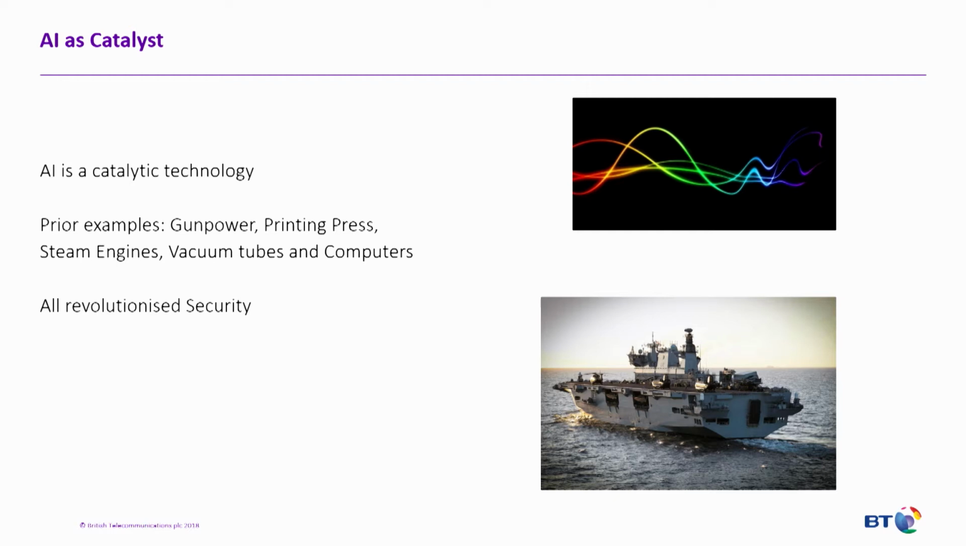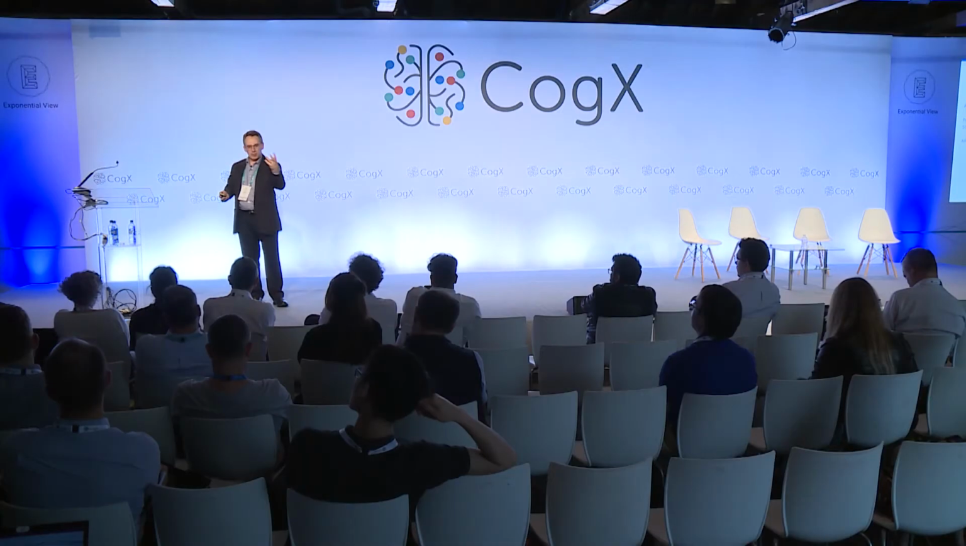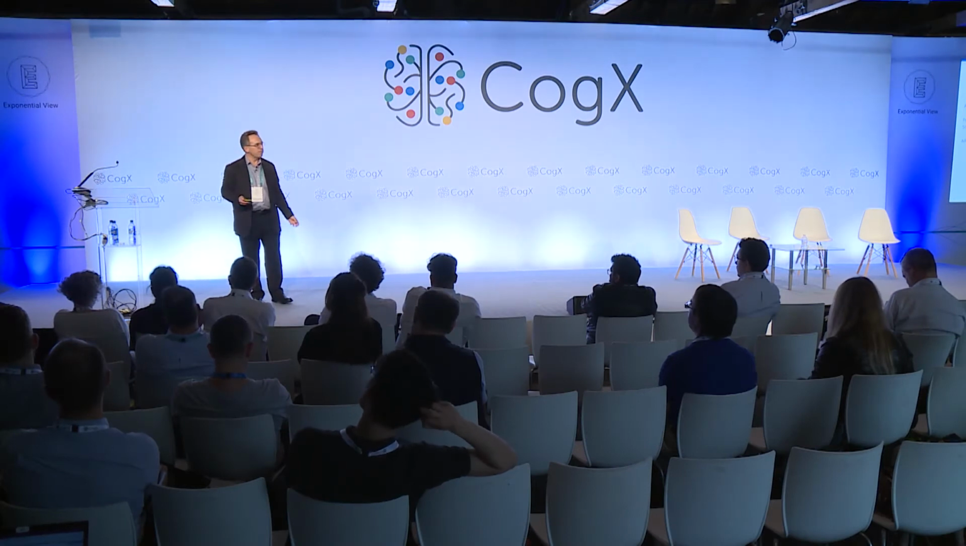AI as catalyst. Why is this building packed? Well, because we all understand AI is catalytic. It's a transformative technology. And every time in history, we've had one of these: gunpowder, the printing press, steam engines, vacuum tubes, computers themselves. They all revolutionized security. The first thing human beings do with this kind of technology is apply it to security. That's the first thing we do with it, for various reasons.